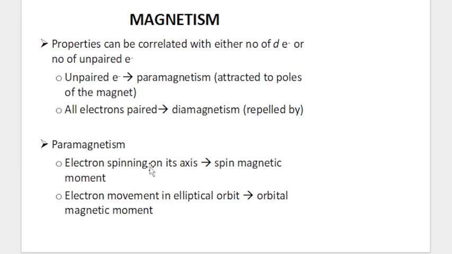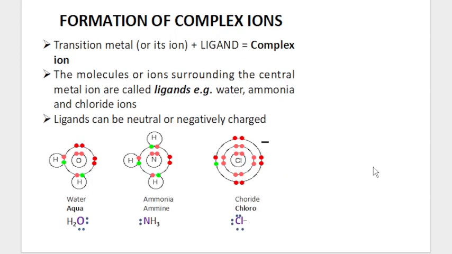When you talk about magnetism, properties can be correlated with either the number of d electrons or the number of unpaired electrons. If you have unpaired electrons, it basically leads to the phenomenon known as paramagnetism, basically a situation where these elements become attracted to the poles of the magnet. If all electrons are paired, this is what we refer to as diamagnetism. In this case, these elements will begin to repel the magnet.